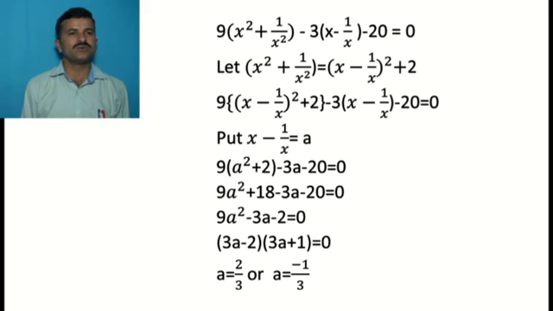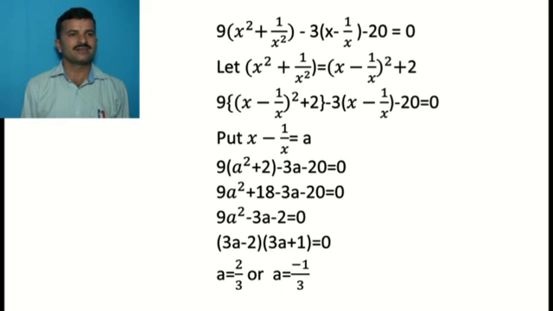In these two terms, x minus 1 by x is a common part. For that common part, you can use another alphabet. I can put x minus 1 by x is equal to a, and the equation becomes 9 in the bracket a square plus 2 minus 3a minus 20 is equal to 0. You can multiply 9 to both the terms and the equation becomes 9a square plus 18 minus 3a minus 20 is equal to 0. And now you can write your equation in the standard form, and the standard form is 9a square minus 3a minus 2 is equal to 0.